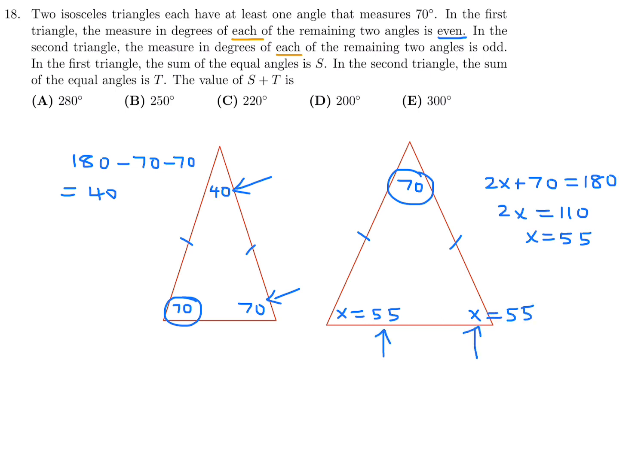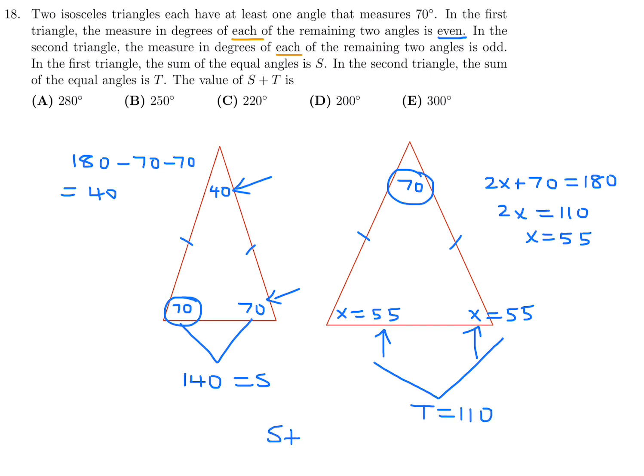Okay, so in the first triangle, the sum of the equal angles is 70. So these are the two equal angles. The sum of the equal angles is S. So that is going to be 140 is equal to S. In the second triangle, the sum of the equal angles is T. So that's going to be the 55 and the 55. So that means T is 110.